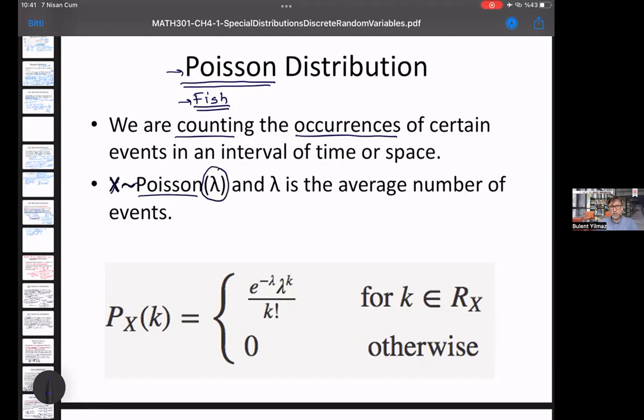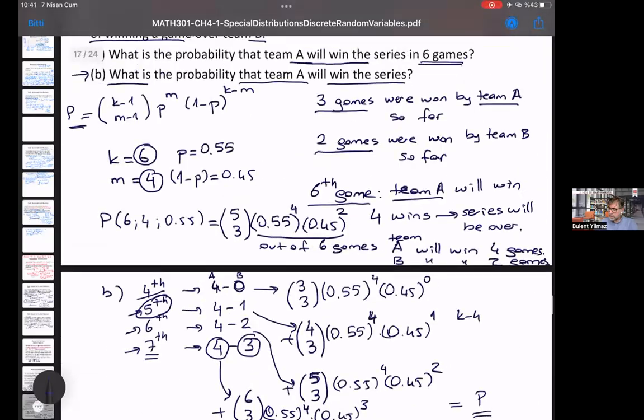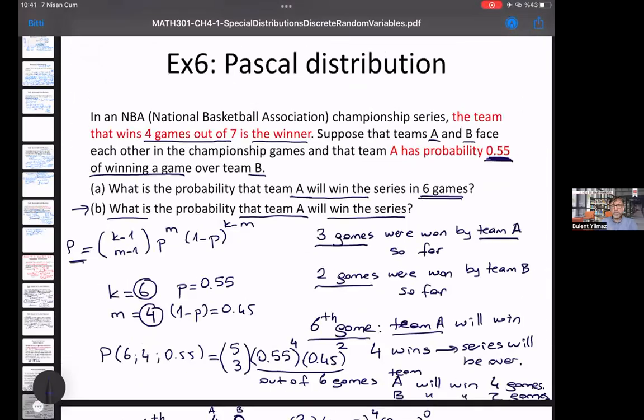Okay, so we say that my random variable is distributed according to the Poisson distribution, and lambda is my parameter, which will be coming from my previous experience. For example, in the previous question, what did we say? We know that from the previous games, the team has won 55% of the matches, right? So other games were in favor of team B, who won 45 of the 100 games. So we know it from previous experience.